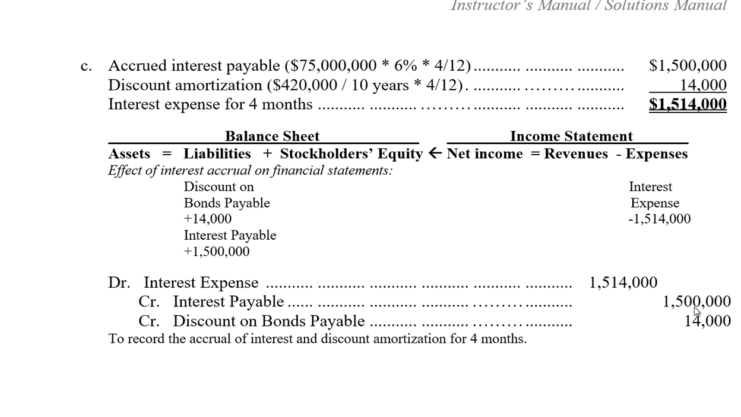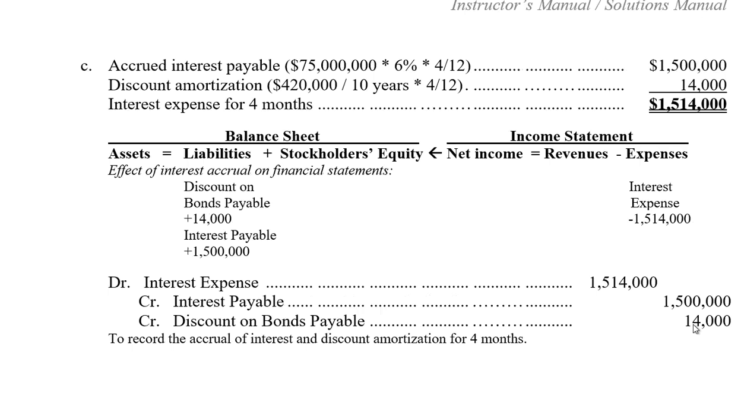You see, we are crediting interest payable for $1,500,000. We are crediting discount on bonds payable because, remember, we are amortizing that bond discount. We're amortizing it here. And what that does is that makes interest expense higher than interest payable, because you've got this amortization on this bond that you have to amortize. So it made your interest expense go up because you issued that bond on a discount.